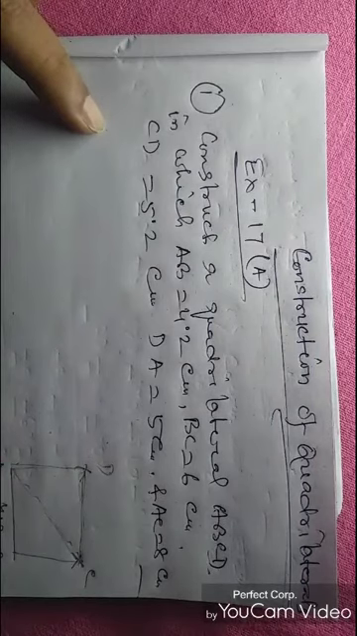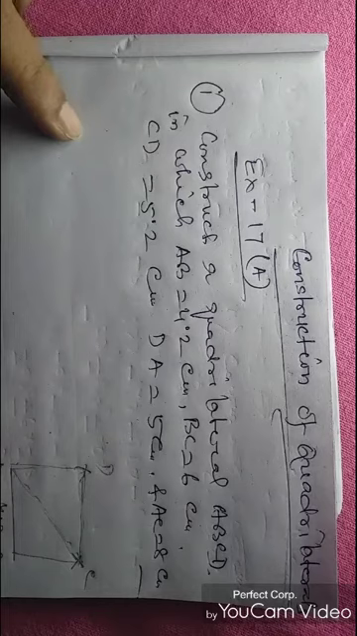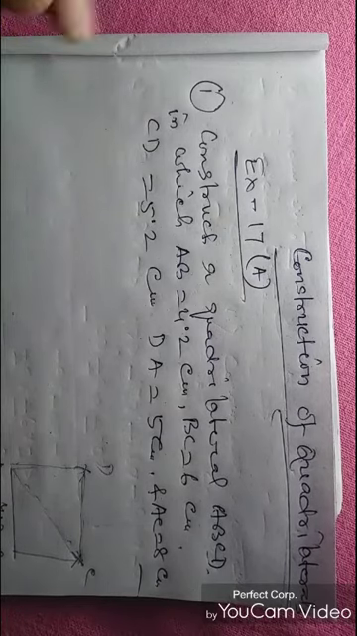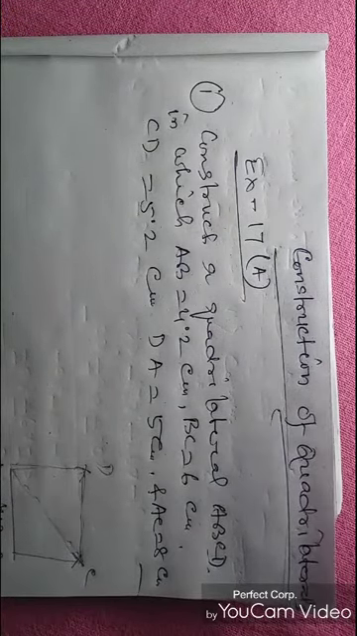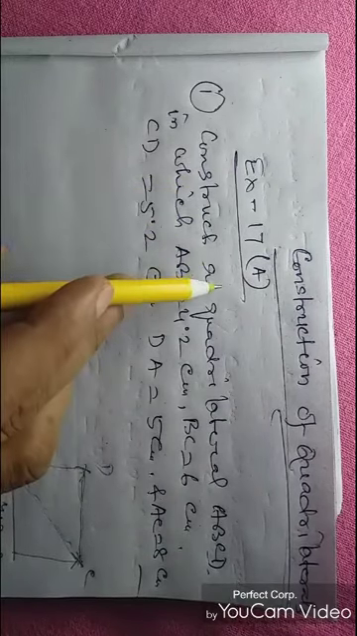We are going to start the new chapter, that is construction of quadrilaterals. See, a quadrilateral is a polygon having four sides. Here, let us go directly to exercise 17a.